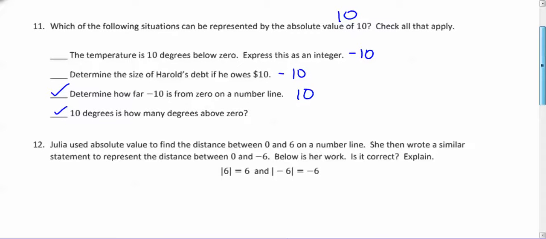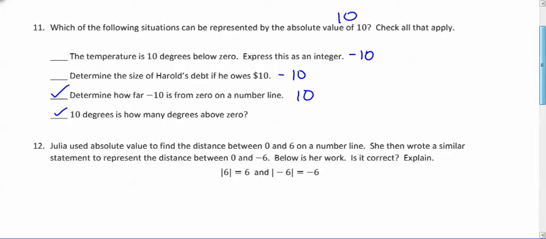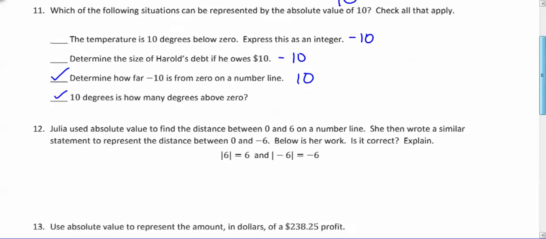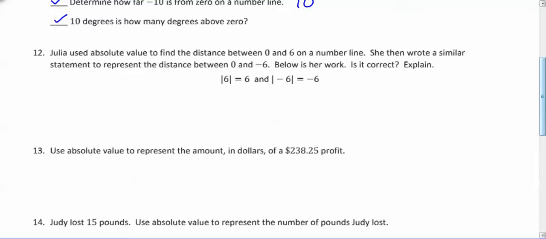All right. Julia used absolute value to find the distance between 0 and 6 on a number line. She then wrote a similar statement to represent the distance between 0 and negative 6. Below is her work. Is it correct? She put the absolute value of 6 equals 6 and the absolute value of negative 6 equals negative 6. No. What's wrong with it? The absolute value of negative 6 does not equal negative 6. So let's fix that. So the absolute value of negative 6 equals what? 6. All right?